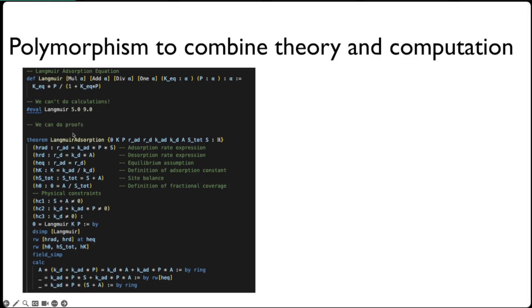We can also do proofs. If we define all of these arguments as real numbers, we can define the Langmuir function right here. And now we are proving that all of these hypotheses imply this function, the very same function that's given up here. So after 9 lectures, we've established and shown how to bridge this theory and computation gap using polymorphism in Lean, which allows us to write proofs about things as well as do calculations.